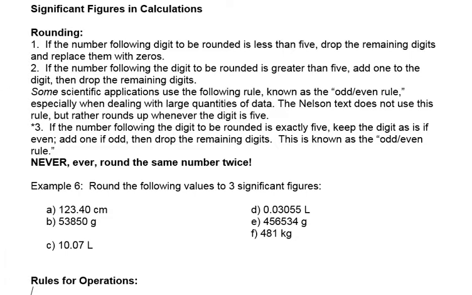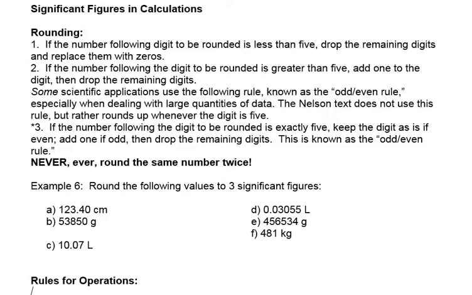So the first thing that's important to note with significant figures in calculations is rounding them correctly. There are 3 rules, but often we use just the first 2, depending on what we're doing. The first rule is if the number following the digit to be rounded is less than 5, we drop the remaining digits and replace them with zeros. Some people refer to this as rounding down. The second rule is if it's greater than 5, we add 1 to the digit and then drop the remaining digits, sometimes referred to as rounding up.